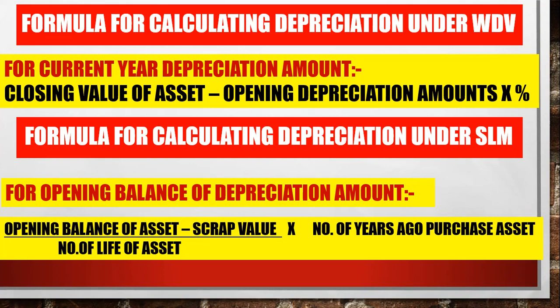As I told you just now, for the opening balance of depreciation amount under the SLM method, the same formula will be there, but you have to multiply with the number of years ago you purchased the asset, for example 8 years ago or 4 years ago. Here you can take the original cost of the asset: cost of asset minus scrap value upon number of life, multiplied by the number of years ago you purchased the asset.